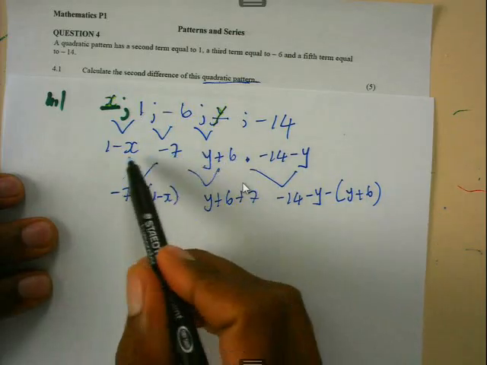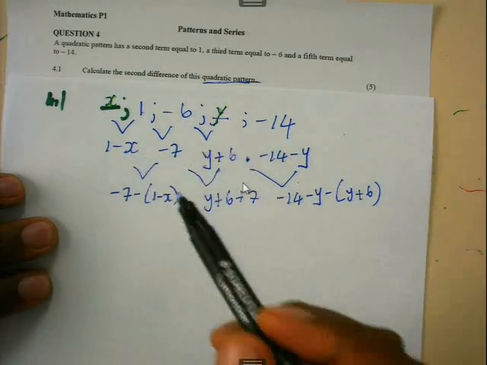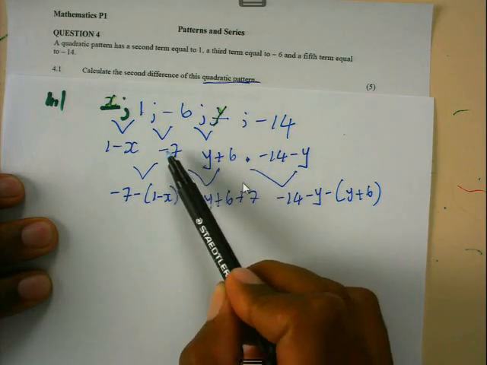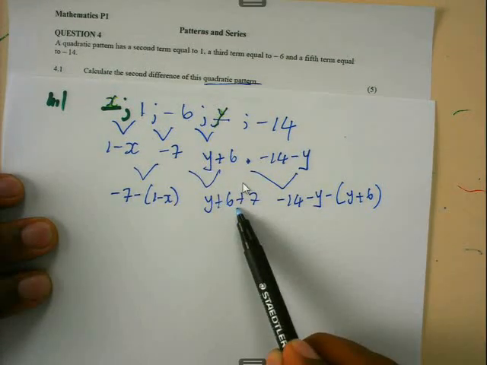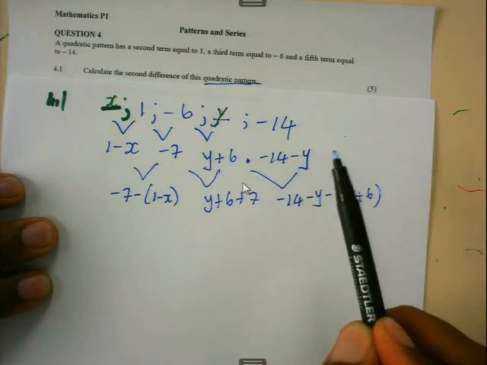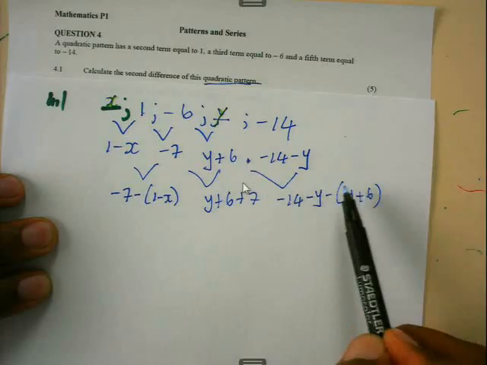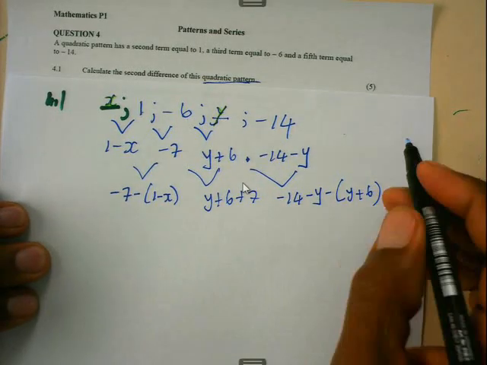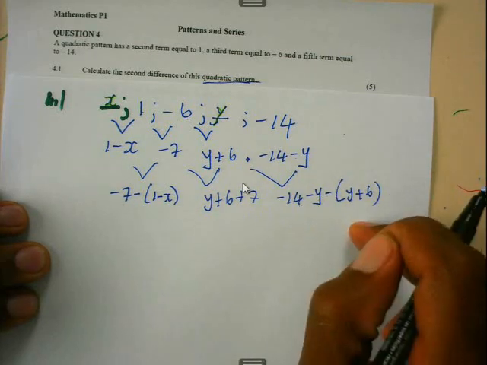Let us see if we have it right. Of course, that is a minus 7 minus 1 minus x. Good, inside the brackets. And we also have y plus 6 minus 7. Negative times negative will be positive. And now we move to the next. Minus 14 minus 7, of course, is y plus 6. Of course, 100% correct. Right. Boys and girls, now we are at the second difference. I'm happy now about this one.